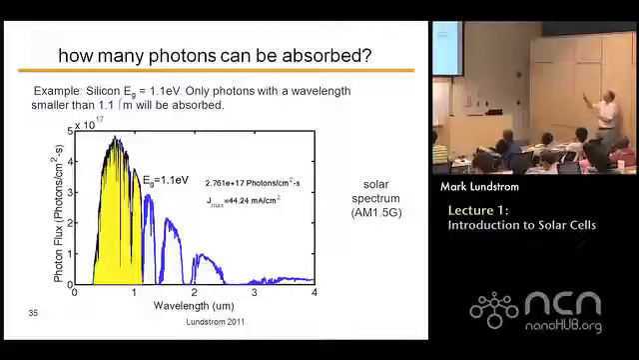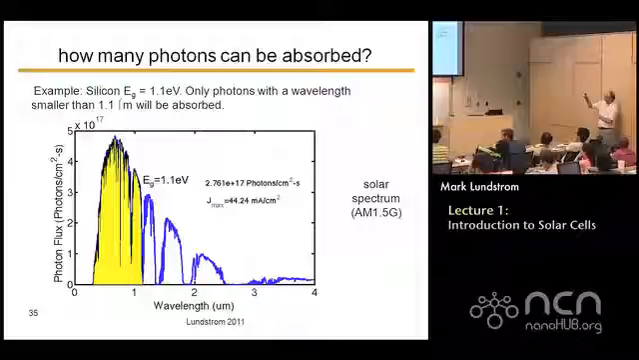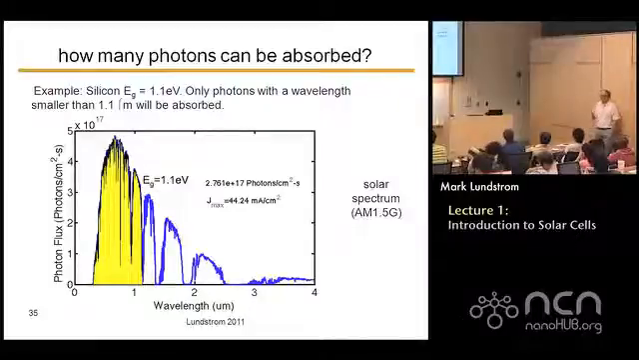So the total number of photons per square centimeter per second that I can get, if I collect every one of those, is 2.761 times 10 to the 17th, and that corresponds to a current of 44.24 milliamps per square centimeter. These high efficiency silicon cells are getting remarkably close to that.